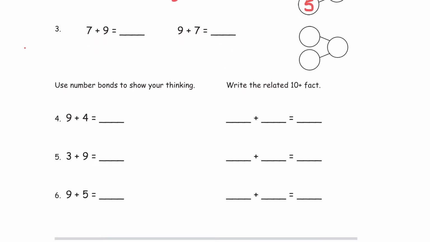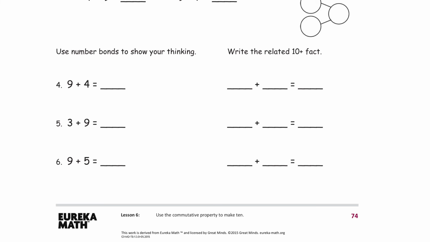All right, boys and girls, numbers 4, 5 and 6 are going to be very similar to what we just did. We're going to use number bonds to show your thinking, write the related 10 fact.